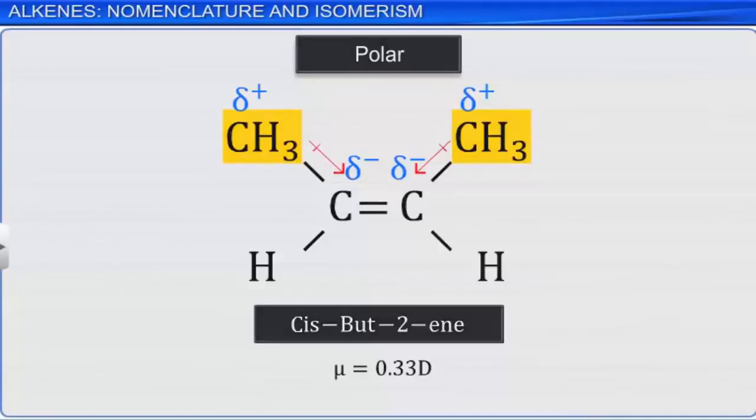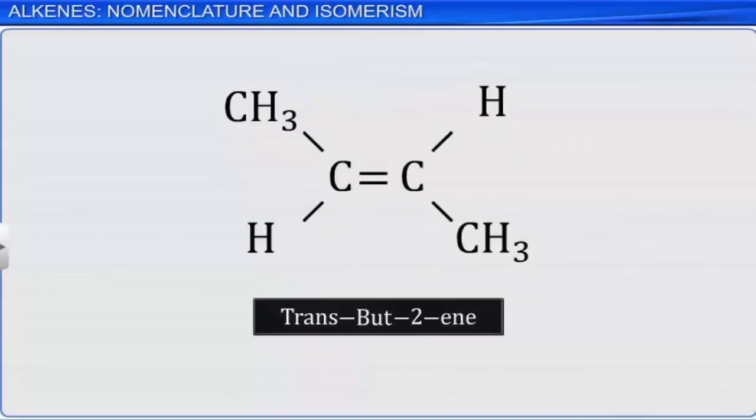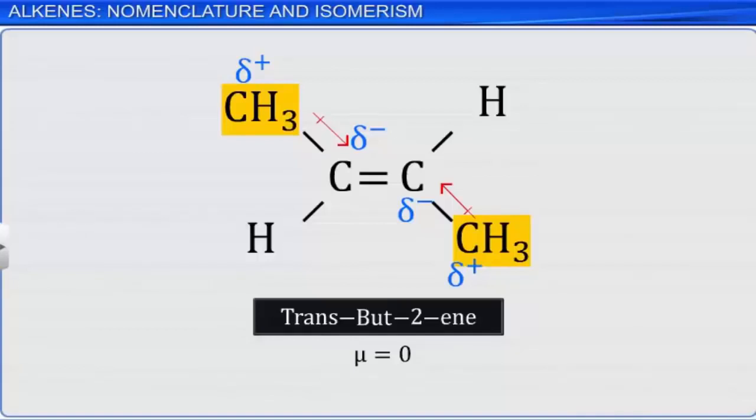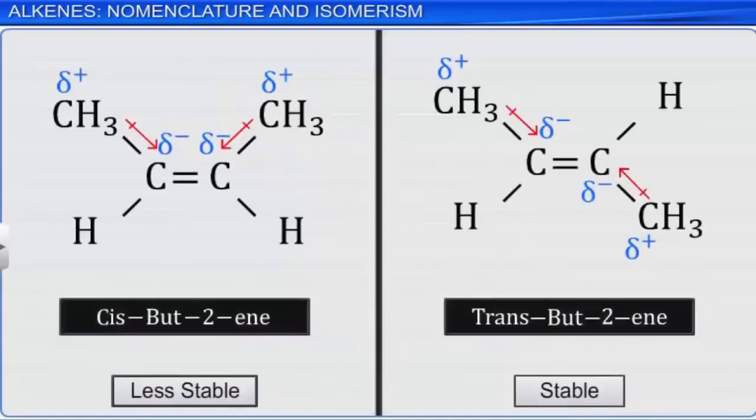However, in the case of a trans but-2-ene molecule, the two CH3 groups are present on opposite sides of the double bond. Thus, the bond dipoles of each CH3 bond cancel each other, making the molecule non-polar. Hence, we can conclude that trans isomers are more stable than cis isomers.